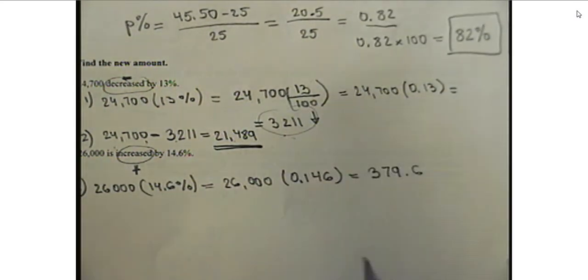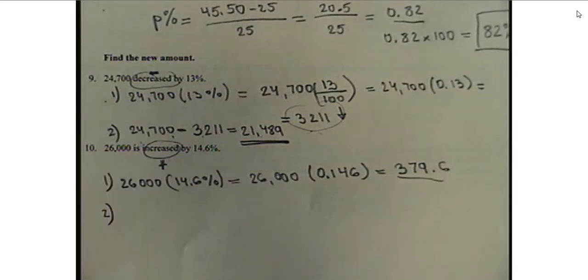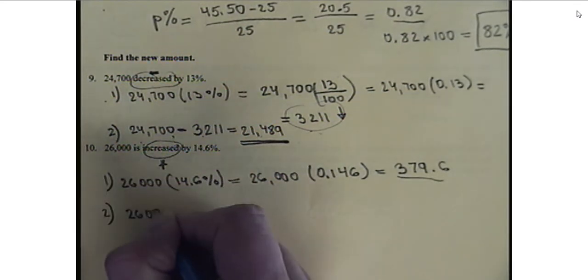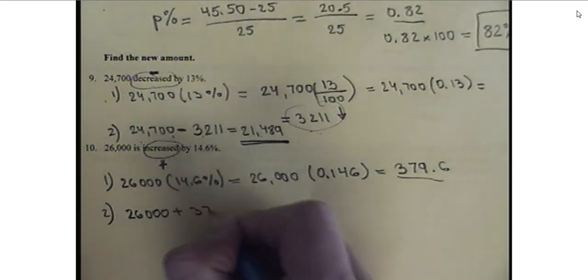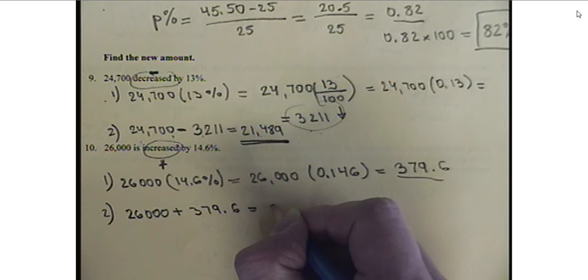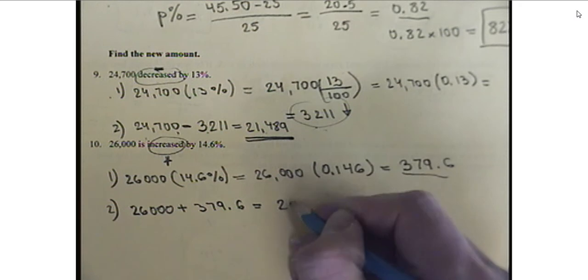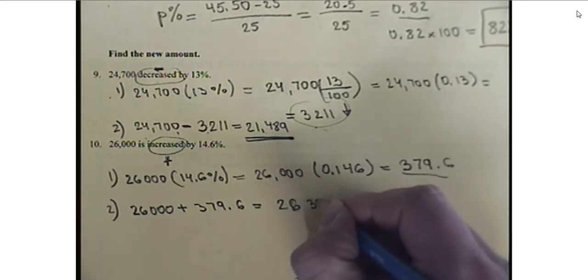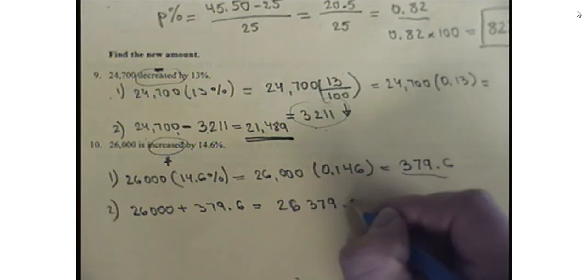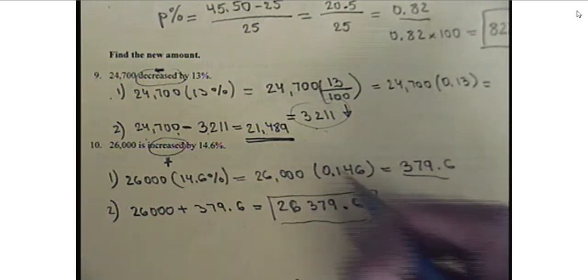379.6. This amount we're going to add to the original one to see exactly what the amount will be after increasing. So 26,000 plus 379.6 will give us the final answer, 26,379.6. So that will be the final answer here.